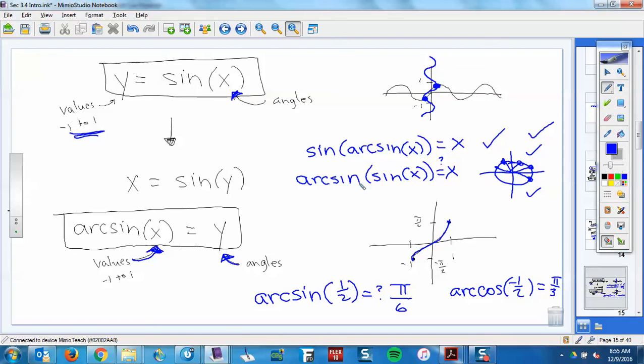We put in, we do arc sine of negative 1/2. We're going to get negative pi/6, right? Then you do sine of negative pi/6, negative 1/2, right? So if you put in negative 1/2, you're going to get out negative 1/2 on that one. That one's always going to work.